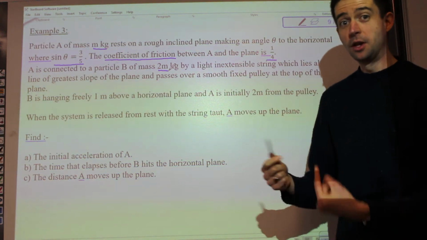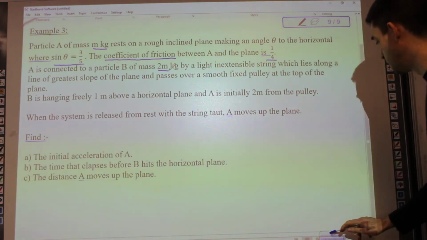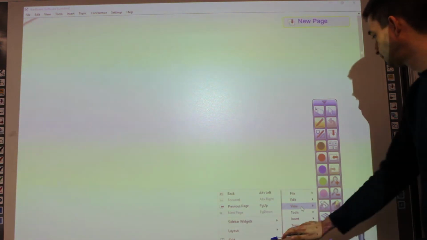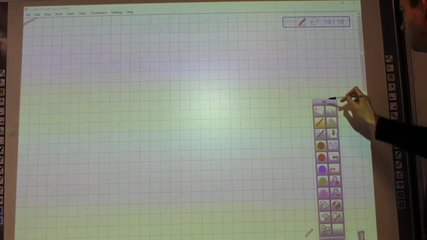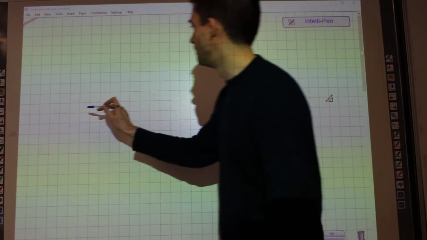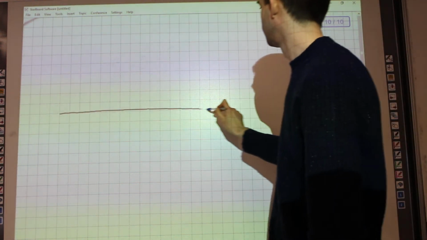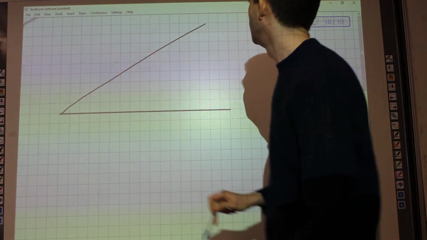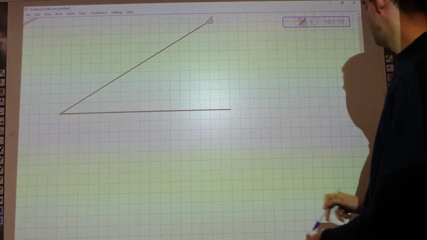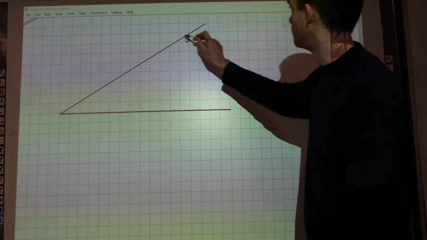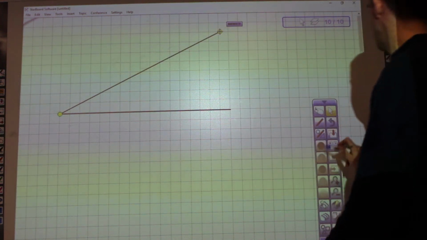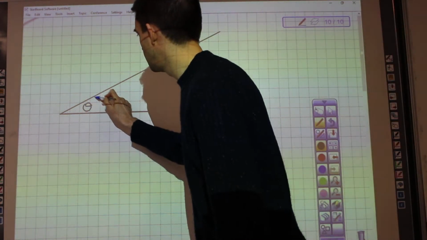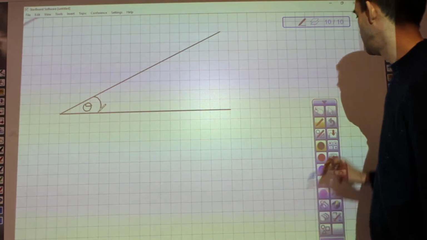So similar scenario to what we always have, with a bit of extra information and some more things that at this stage are unknown. As we always do with mechanics, we start off by drawing a nice big diagram and labelling everything we know about the system. So here is our inclined plane. Let's just modify that so we can actually get the pulley into it. There we go. And we have the angle theta, because we didn't know the angle at this stage.